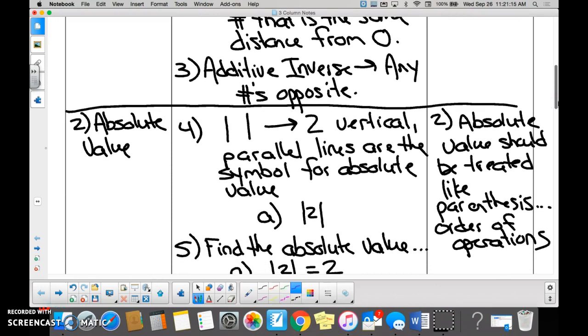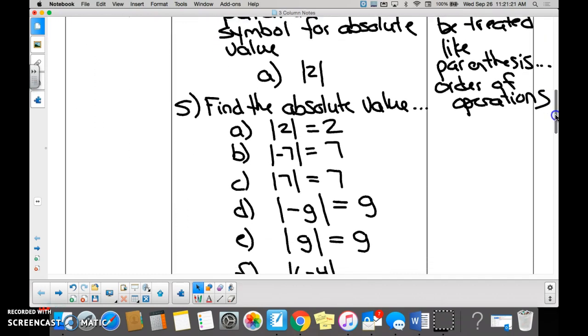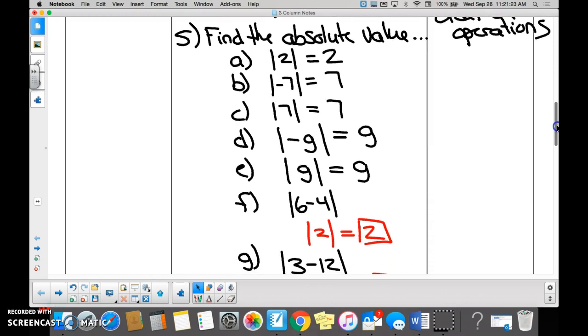now is 2 parallel lines that are vertical, right? Okay. And then to find the value of an absolute value, you basically take whatever is inside those 2 vertical parallel lines and find out how far away it is from 0. So letter A. 2 is 2 from 0. Negative 7 is how far from the number 0 on a number line? And so on and so forth.